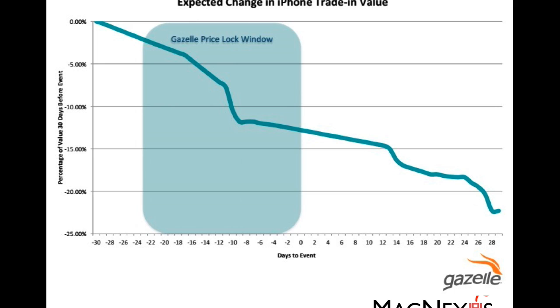But with Gazelle, this is what happens how many days out before a release. So the event is on the 9th. Gazelle has a deal now where you can go to Gazelle.com. You put in your iPhone model, what condition it's in, what carrier it's on, etc., and they will estimate the price. And if you lock it in now, they'll give you up till October 10th, I believe it is, to send it in to them. But what happens here is, because this is a supply and demand curve. This is capitalism 101.